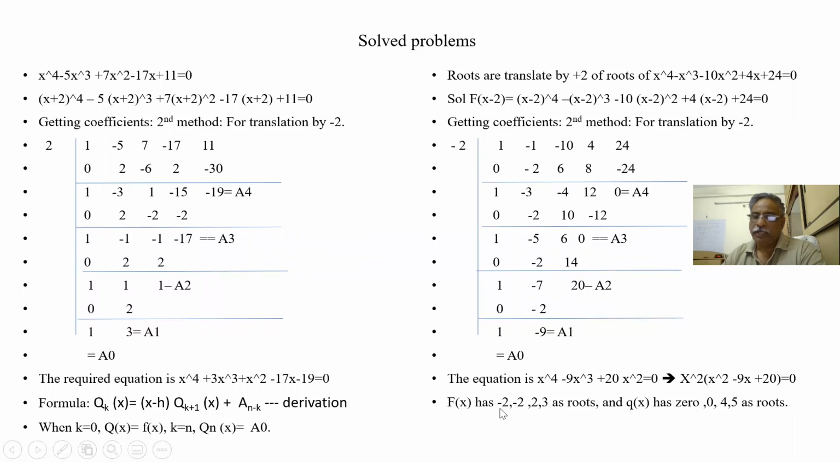This has roots of -2, -2, 2, 3. F of x has roots of -2, -2, 2, 3. Now, by translating by +2, I am having an equation with roots of 0, 4, 5. If you see here, -2 plus 2, 0. -2 plus 2, 0. 2 plus 2, 4. 3 plus 2, 5. So the roots are transferred by +2. That is why f of x minus 2.